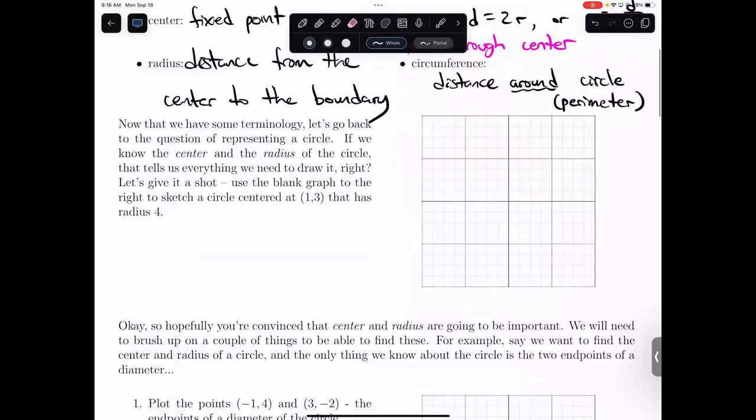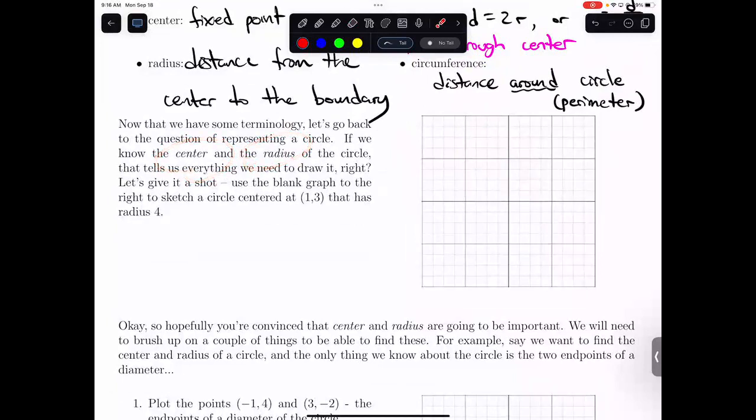Now, representing a circle. So again, if we know the center and we know the radius, then we have everything we need, right? That defines a circle uniquely. The center tells us where to put it. The radius tells us, okay, how big a circle do I draw? How wide do I make my compass, right?